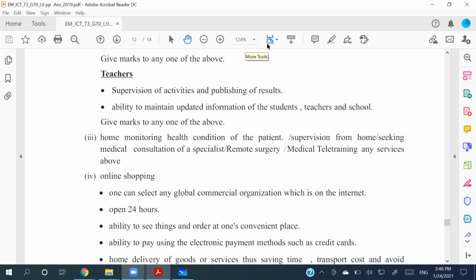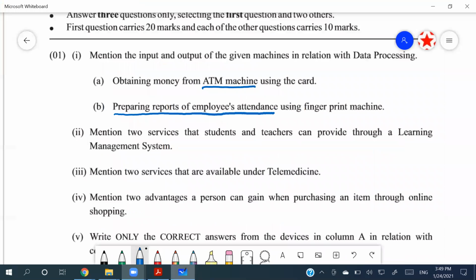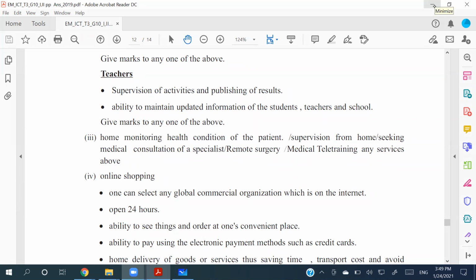So of course, regarding telemedicine, you can't have any marks for that. Were they asking for two? Yes, 2 services. So if you got any 2 services, have 2 marks. If you got 1 correct, just 1 mark.